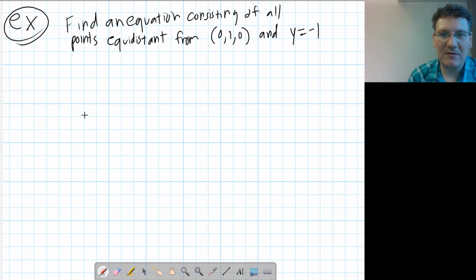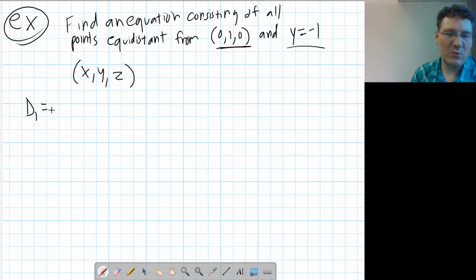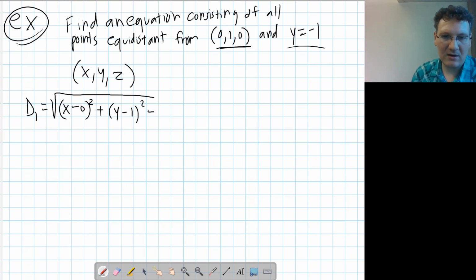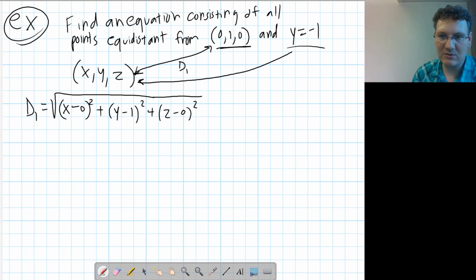We're going to find the equation of all the points that are equidistant from this one point, (0, 1, 0), and the plane y equals -1. And so for some x, y, z, the distance from the point, distance 1, would be the square root of (x minus 0) squared plus (y minus 1) squared plus (z minus 0) squared. That would be the distance 1. The distance from this point, x, y, z, to (0, 1, 0) would be my distance 1. Then distance 2 is going to be the distance between this and the plane.